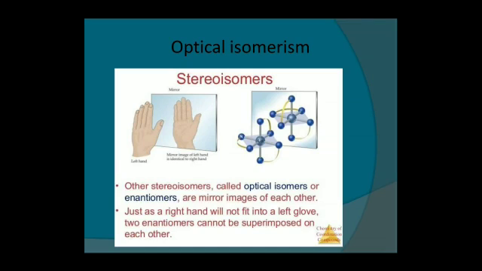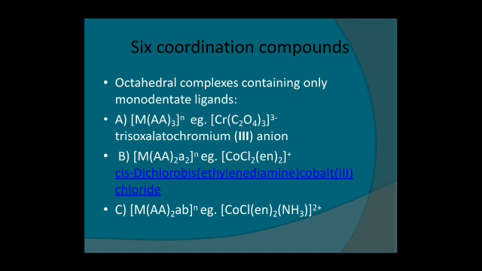Next is optical isomerism. Optical means by vision. Other stereoisomers called optical isomers or enantiomers are mirror images of each other. In this type of isomerism, one compound makes the just opposite of that mirror image, the opposite of the original compound that we can see in the mirror. Just as a right hand will not fit into a left glove, two enantiomers cannot be superimposed on each other. What are six-coordination compounds? Octahedral complexes containing only moderate ligands.